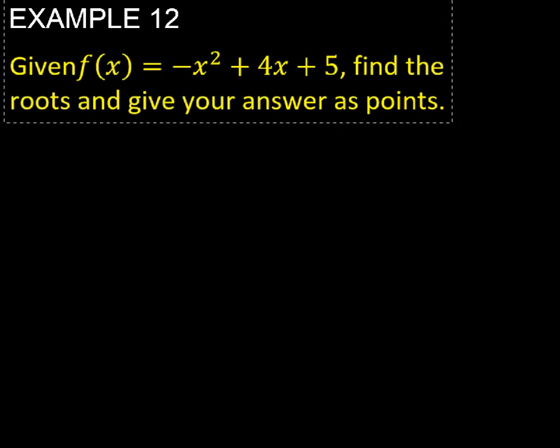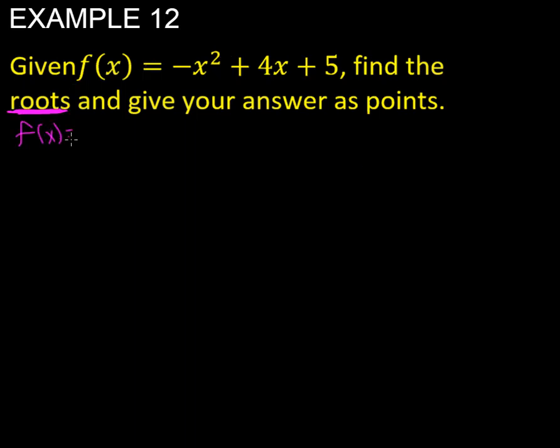Okay, for example 12, we are given f of x equals negative x squared plus 4x plus 5, and we need to find the roots and give our answer as points. So we're going to find the roots. So that means that f of x equals 0. So we're going to replace 0 here. So I'm going to have 0 equal to negative x squared plus 4x plus 5.